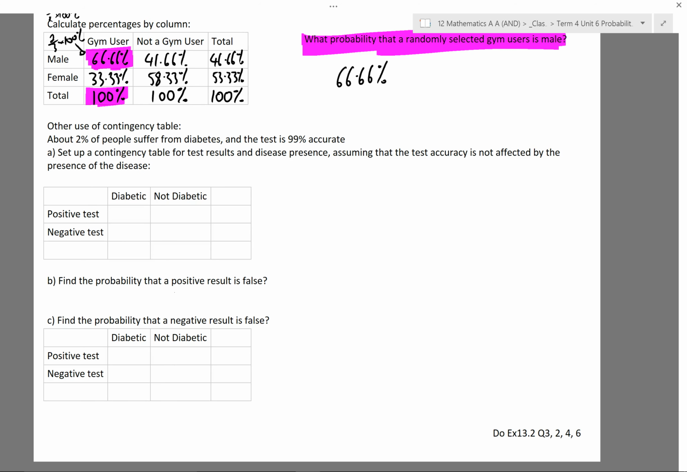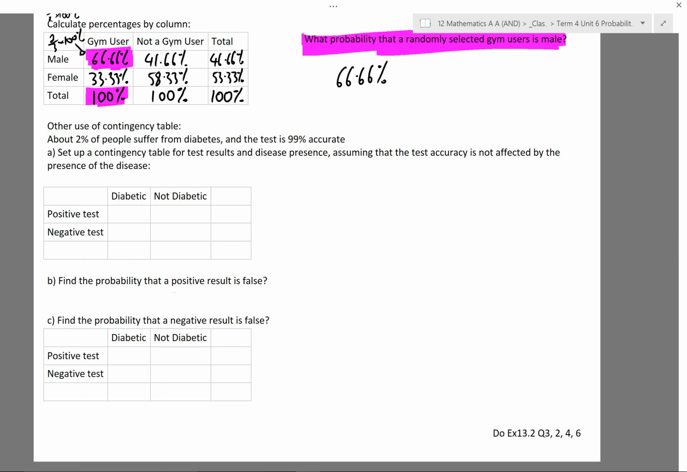There is another use of contingency tables, which is looking at the percentage of people that suffer from a certain illness and the likelihood that the test for that illness will be correct. So I'll have a look at this example. About 2% of people suffer from diabetes, and the blood test for diabetes is 99% accurate.